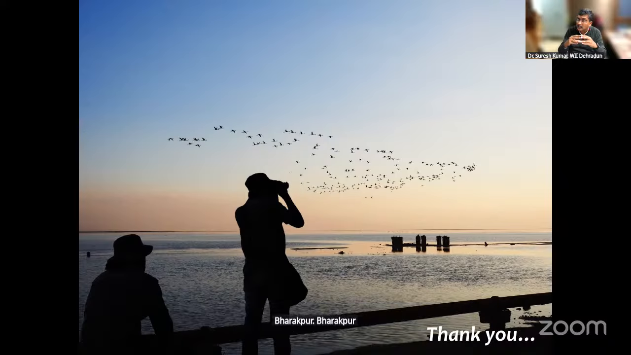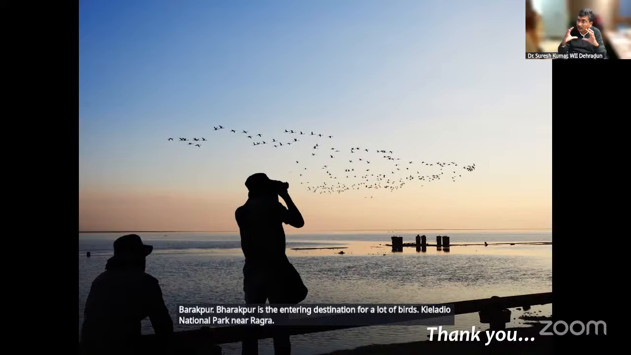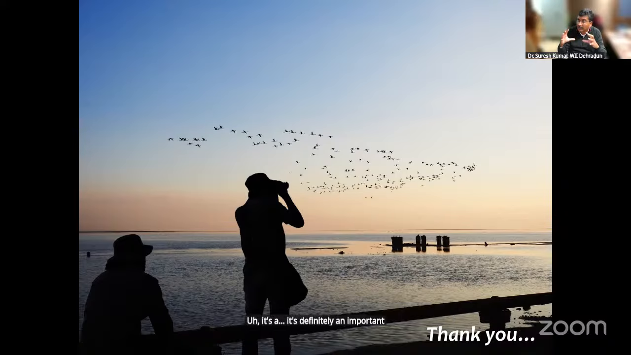Bharatpur is the wintering destination for a lot of birds. Keoladeo National Park near Agra. It's definitely an important wetland. But then a lot of birds are using Bharatpur as a stopover site. From there, they would move off.